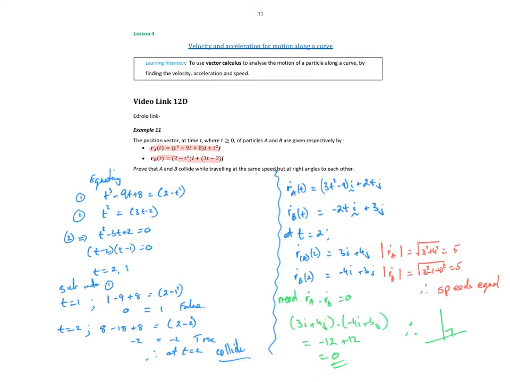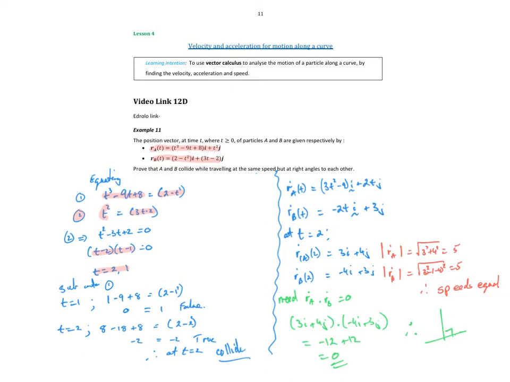So for example, if we equate here, we get t cubed minus 9t plus 8 is equal to 2 minus t squared, which is the i components. From the j components, I get t squared equal to 3t minus 2. Now we've got two equations there. Clearly equation 2 is the one that's going to be simpler to solve because it's just a quadratic. So if I do that, I'll end up with (t minus 2)(t minus 1). So I get t is equal to 2 or 1. Okay, so they'll be at the same j component or j position at 2 seconds and 1 second.